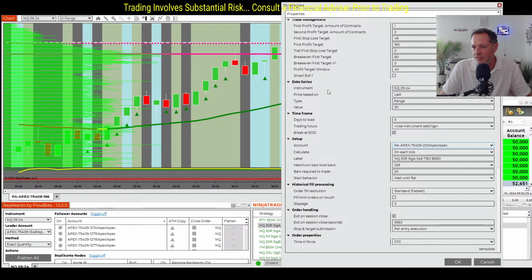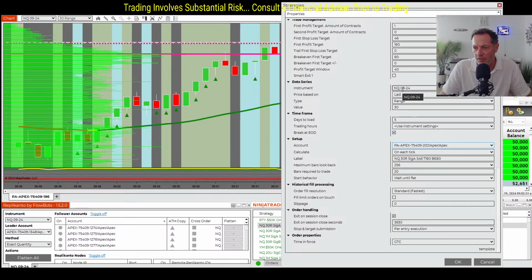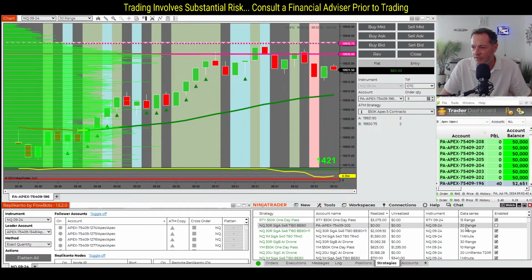What I tend to do is look at instrument to make sure that it didn't change. Sometimes when you open this window, it will default to, say you had the RTY last, it might have defaulted to the RTY. In this case it didn't, because I trade the NQ, most of the time it's still on NQ. So the only thing that you change is the account.